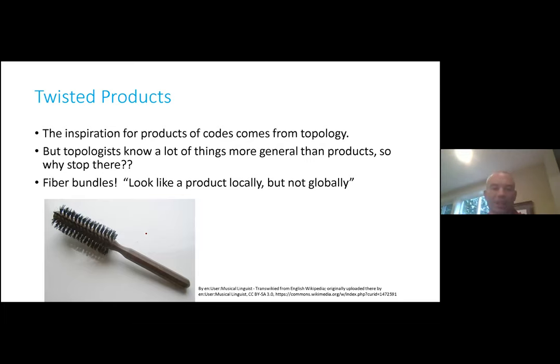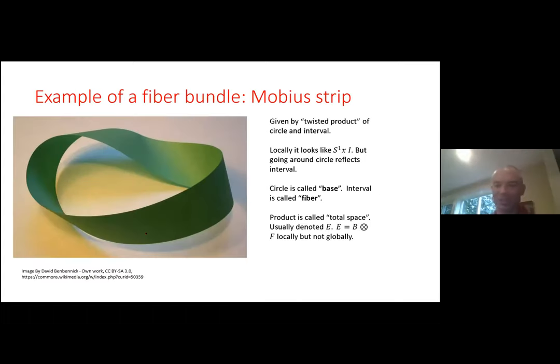There's a concept called a fiber bundle. This is something that looks like a product locally, but does not globally look like a product. This is a picture of a hairbrush that sometimes people show. You're supposed to think of these little bristles of the brush as being fibers, which is one of the spaces in the product, and the other as being the base. And I'm going to give a more concrete image. Here is a specific example.